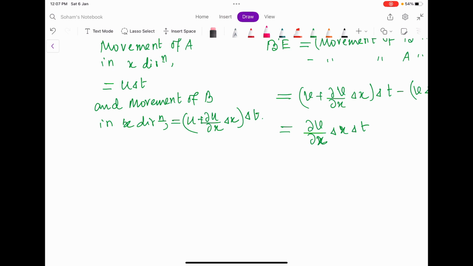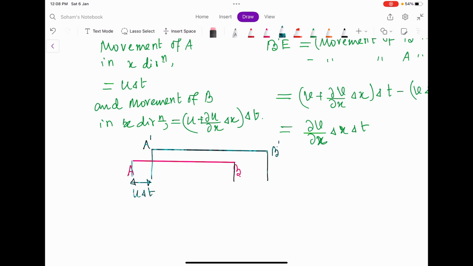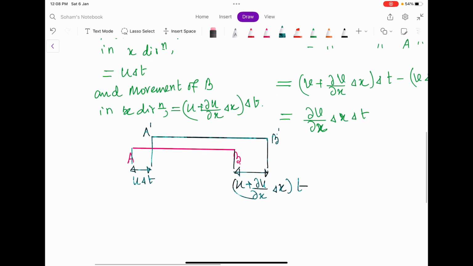If I have this as my initial length, this was AB, right? Maybe A has moved to this position. Let me take another color. So maybe A has moved to this position and B has moved to this position. This is now A dash and B dash, only horizontal movement. This is u delta t, and this is u plus del u del x into delta t. I have to find this A dash B dash, right?